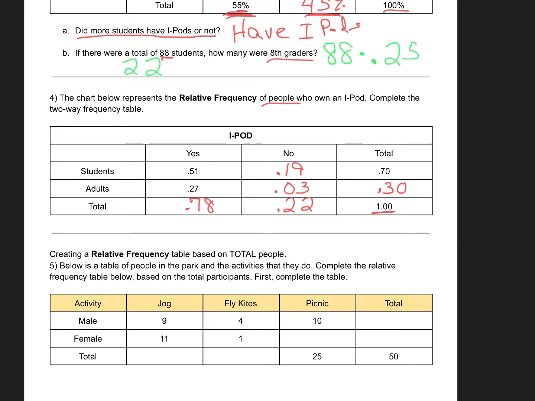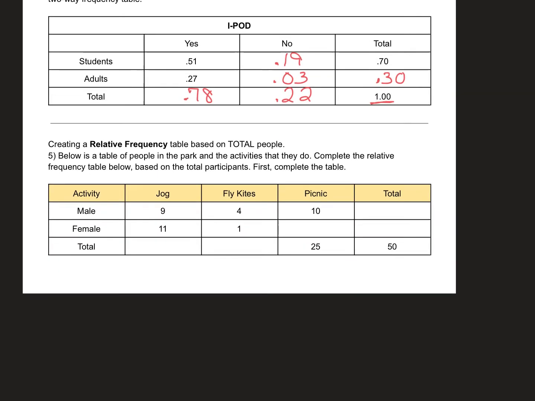Everything adds up. 0.51 plus 0.19 gives me 0.70. 0.27 plus 0.03 gives me 0.30. 0.78 plus 0.22 gives me 1. That's all I'm doing. So now let's look at this next one.